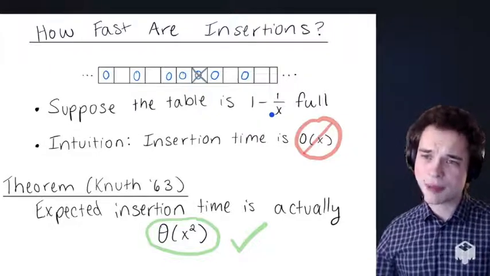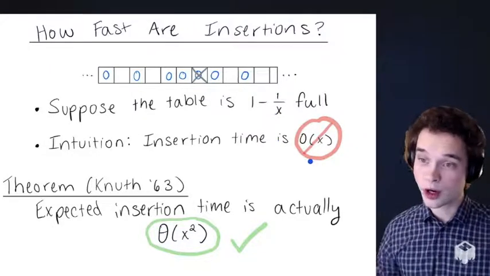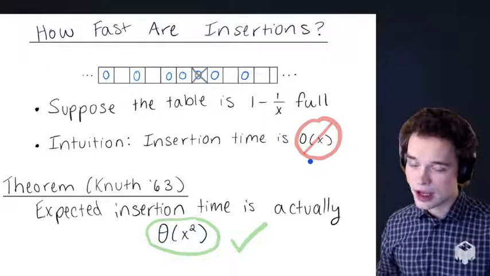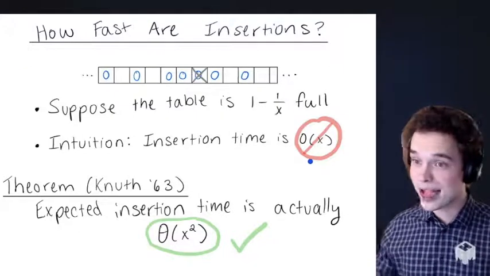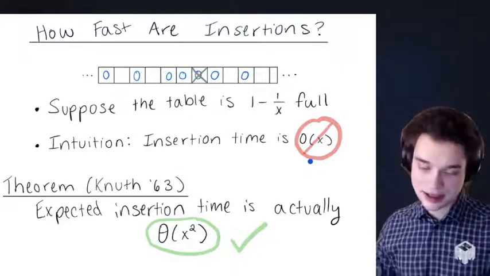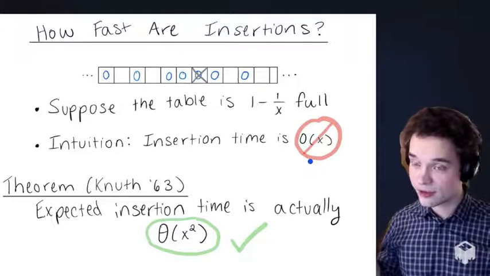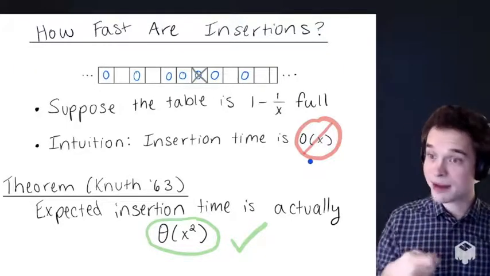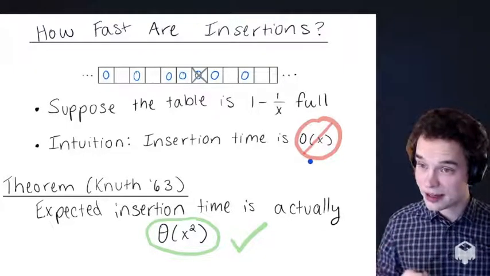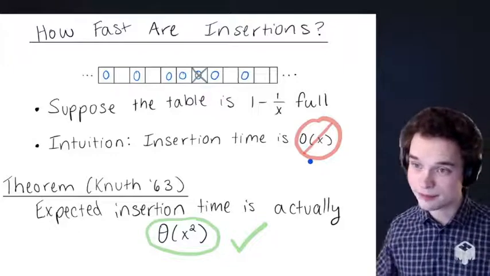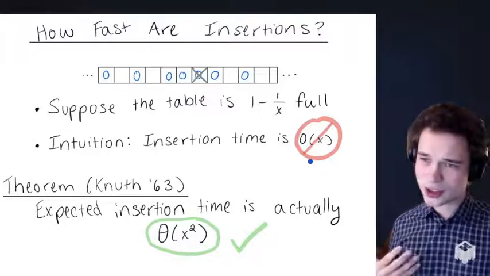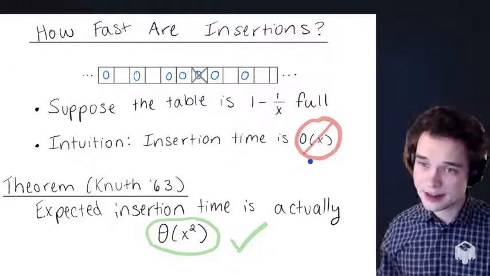Okay, so how much time would it take for us to perform one more insertion? Well, the intuition that undergrads typically have when they learn about linear probing is that if 1 in every x positions is free, then the amount of time that it should take for us to find a free slot should be roughly order x.